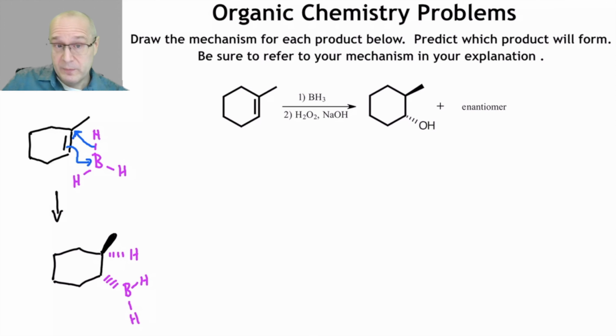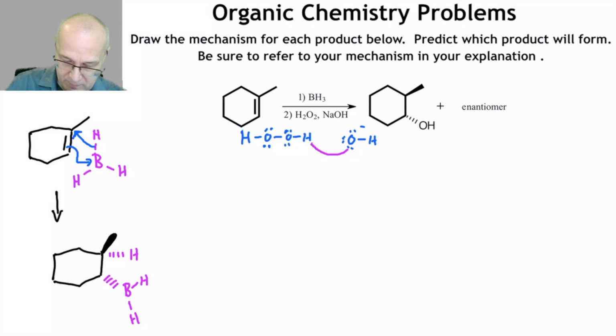Now we have to do step two. Step two, you have to understand, first of all, that this is basic peroxide. So when you have basic peroxide, you can deprotonate it. That's the first step in part two. Hydroxide will deprotonate the proton, and it makes an anion of hydrogen peroxide. Who knew you could do that, right? Kind of neat.